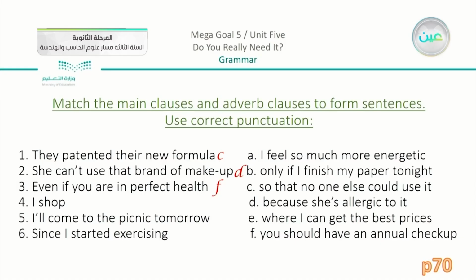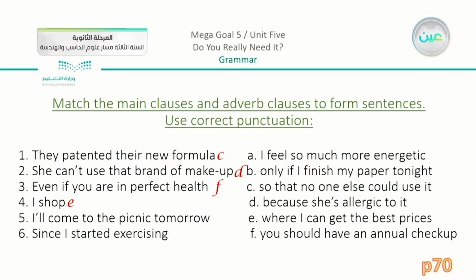Then we have in number 4, I shop. So there is something about shopping, and there is the subject, which is I. We can see that E is matchable here. Why? Because we have something about the best prices. So I shop where I can get the best prices.